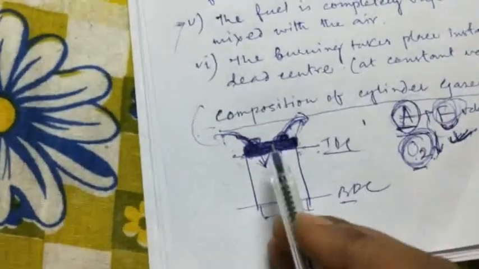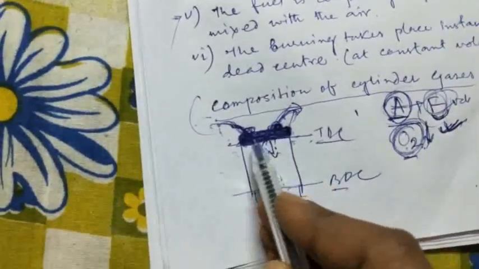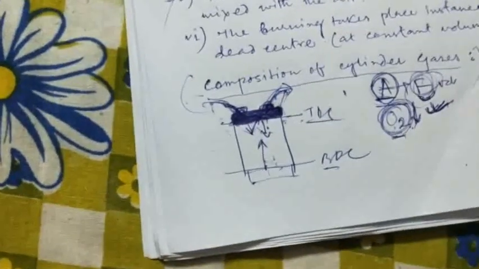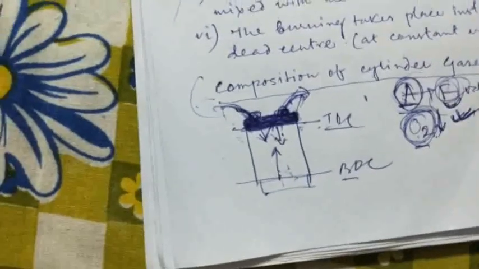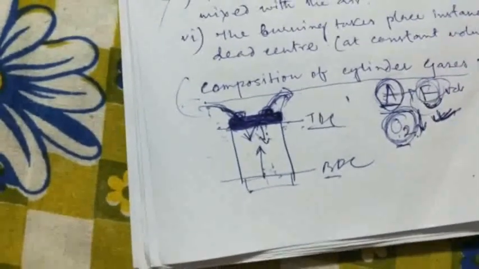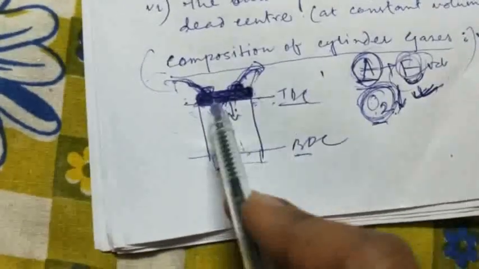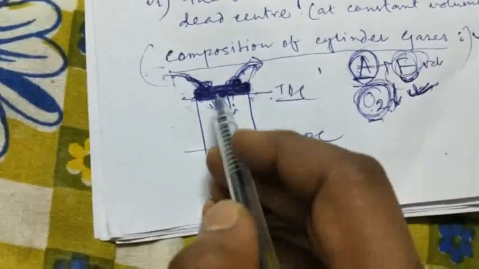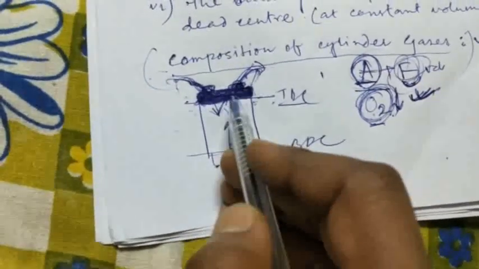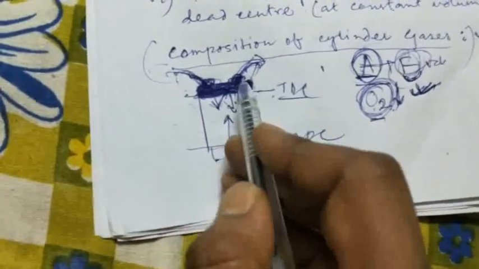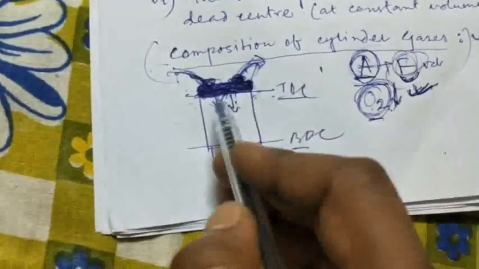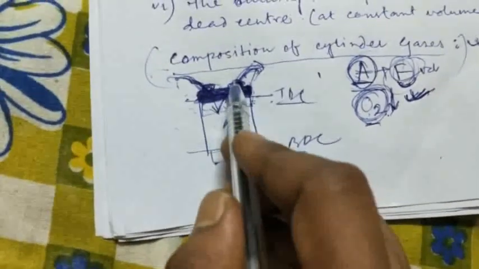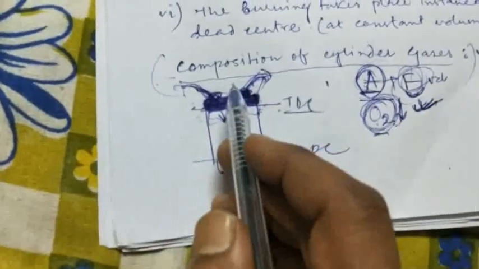Now, the amount of burnt gas in this clearance space will vary with engine speed. If engine speed increases, the amount of burnt gas inside this clearance space will increase. Why? Because, as we know, in the scavenging process, whenever we open both the inlet and exhaust valves simultaneously, scavenging occurs when the piston is at top dead center, at the intermediate section of the two-stroke cycle.